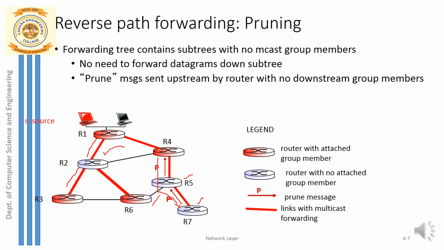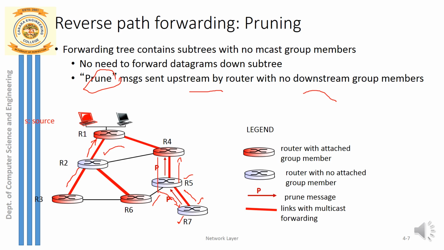Since these three routers are not part of multicasting, once they receive the packet, they have to notify back to the sender. For R5, who is the sender? R4 is the sender. Similarly for R7, maybe it will get a packet from R6 or from R4. R2 will also receive a packet from R3, and R2 will send a message back to R1 called a pruning message. What is the meaning of a pruning message? Non-multicasting group members like R2, R5 and R7, upon receiving the packet, since they don't want to participate in multicasting, will simply send a prune message back to the sender. It is something like an upstream router with no downstream group members.